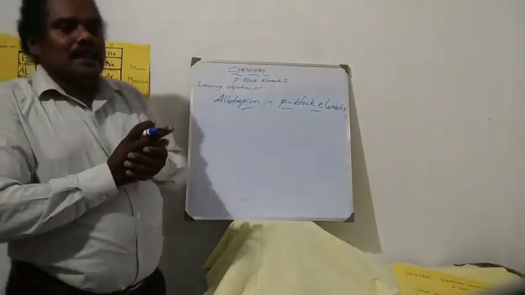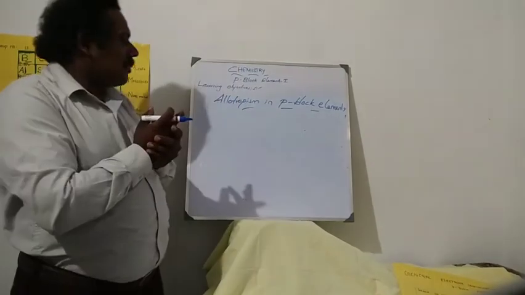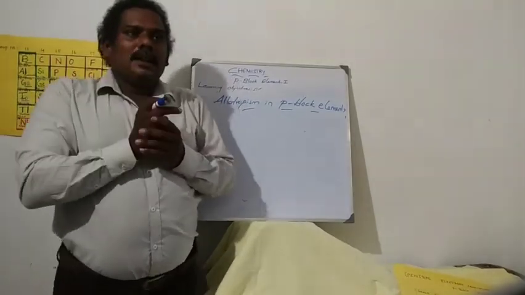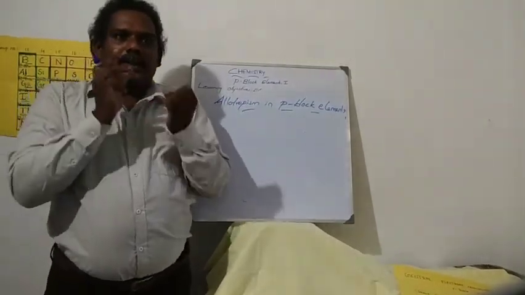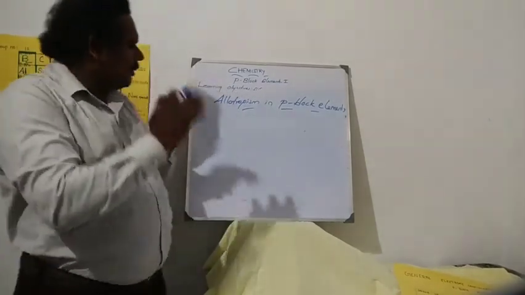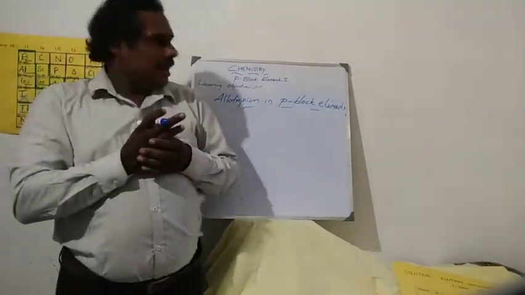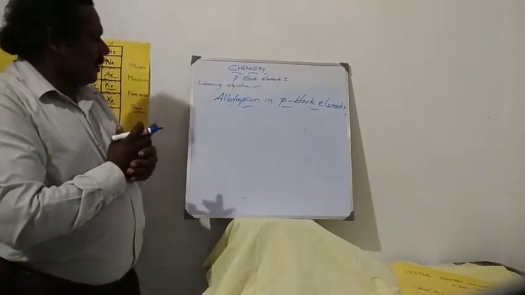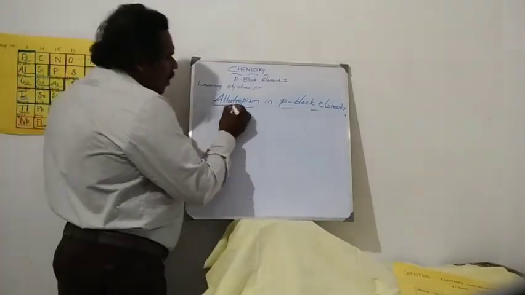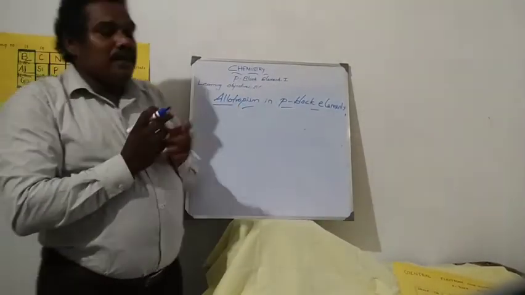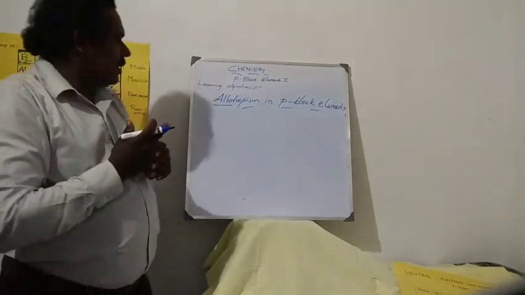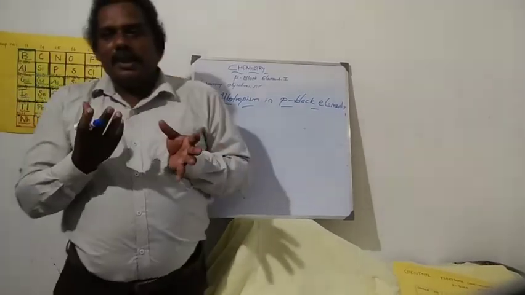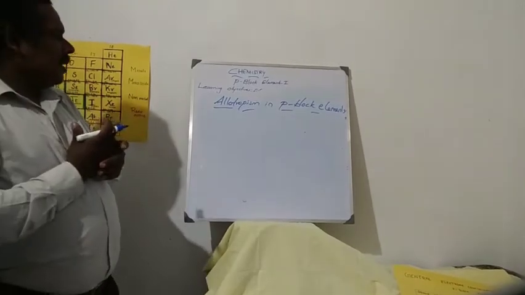For example, carbon exists in two forms: graphite and diamond. Like that, more than one form is called allotropism. Allo means another, and tropy means change, that is, change from one form to another.